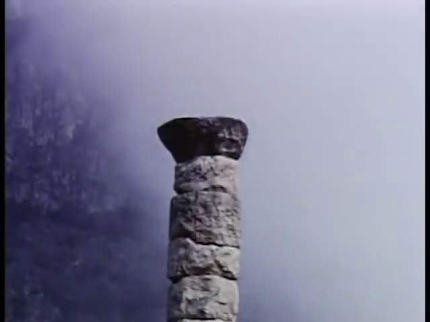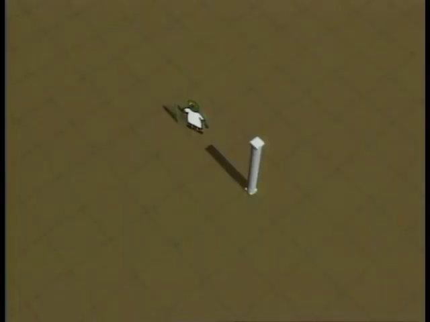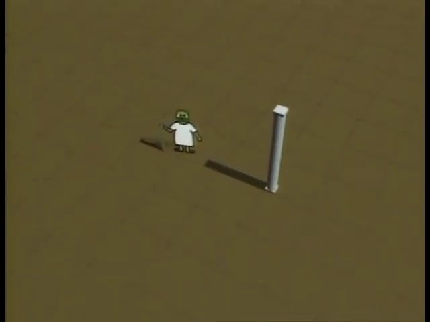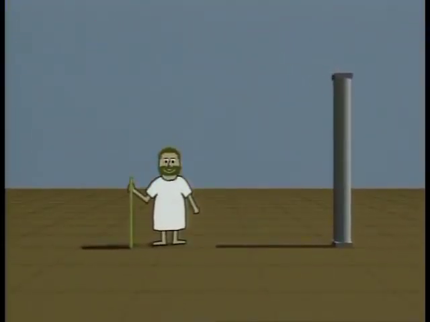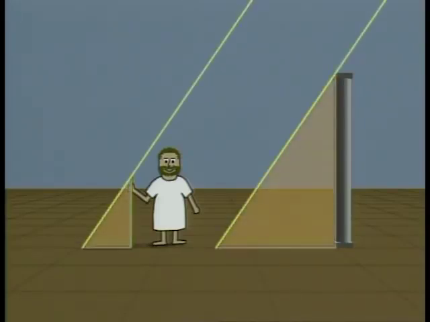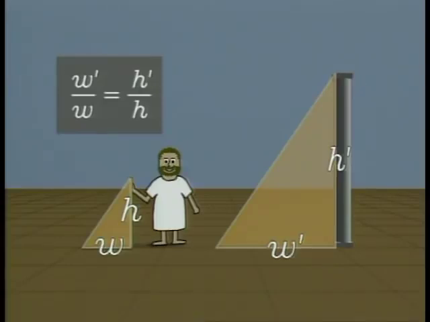People have used similarity to solve problems in real life ever since ancient times. For example, in the 6th century BC, Thales used similar triangles to find the height of a column by comparing lengths of two shadows. Here's how he might have done it. These two right triangles are similar because corresponding angles are equal. So, ratios of corresponding sides are also equal.